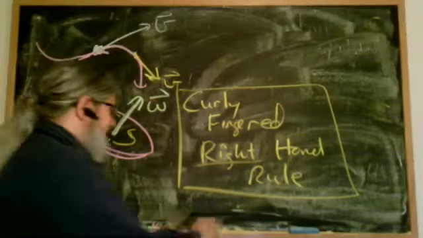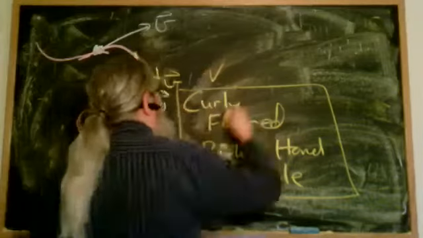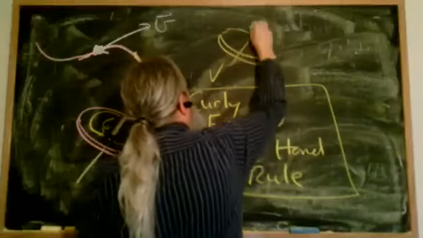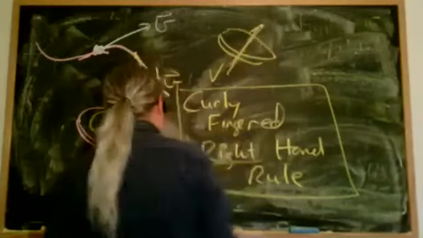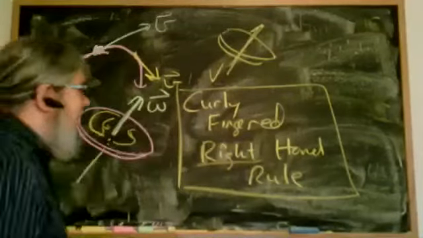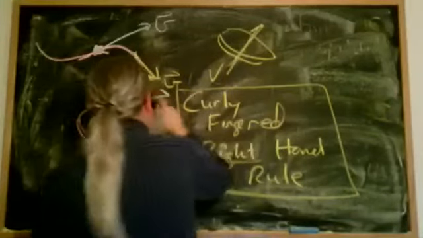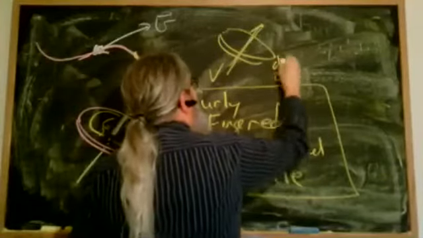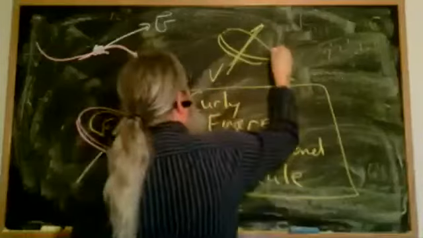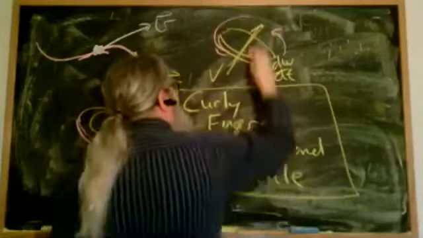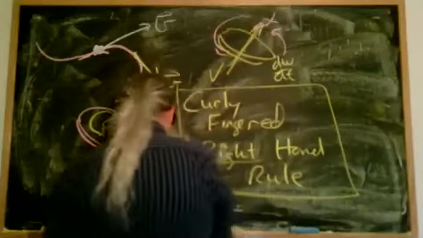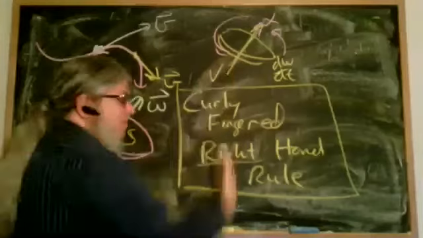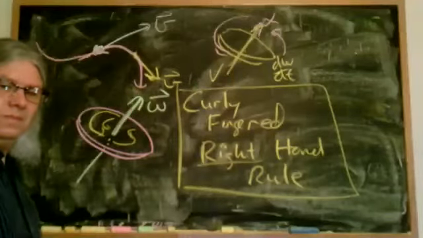And the same curly-fingered right-hand rule works just as well for alpha, at least in the case when the velocity simply corresponds to speeding up. If I start speeding up, in other words, if d omega dt is increasing this way, then the vector alpha is pointed along that, again, according to the curly-fingered right-hand rule. Make sense?